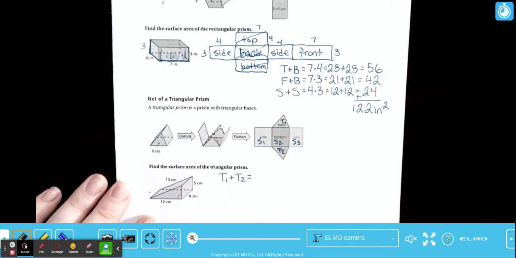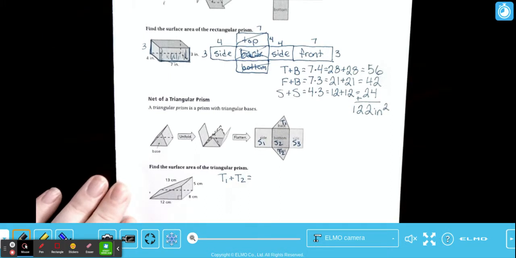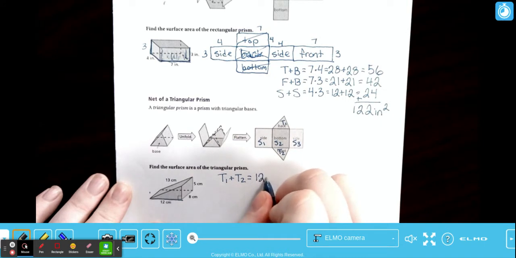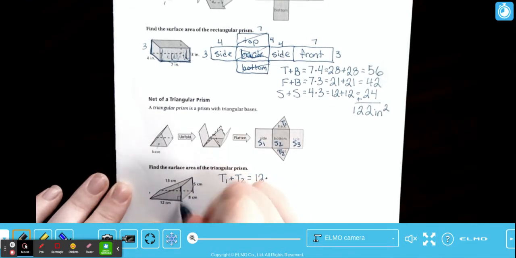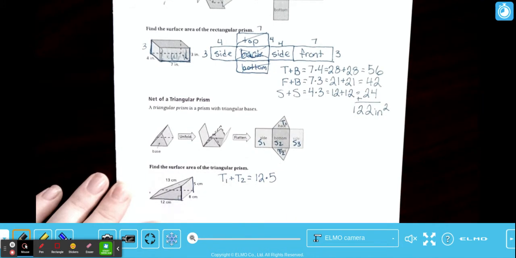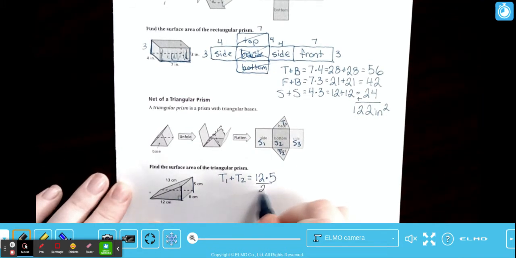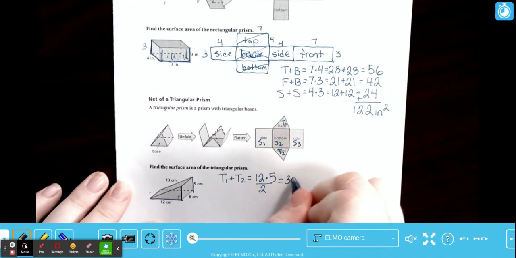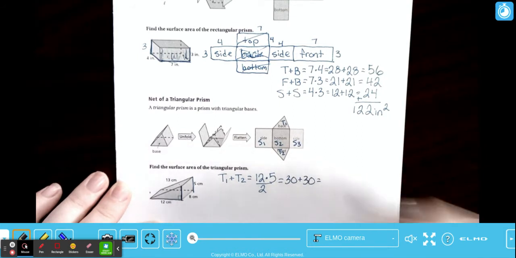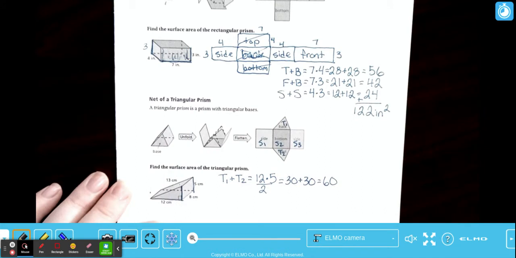How do we find the area of a triangle? Base times height divided by 2. Yeah, base times height divided by 2. So what's the base of the triangle? 12 times what's the height of the triangle? It's going to be 5, right? So it's 5 over here, and they're the same height. So 12 times 5 divided by 2, what do we get? Yeah, 30, right? And then there's 2 of them, so I'm going to do 30 plus 30, and that gives me 60. So my 2 triangles add up to 60.